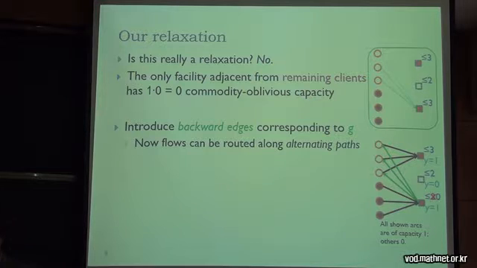So an alternative way of thinking of this backward edge is basically that these edges will provide a chance to undo some of the partial assignment if that partial assignment is not something good. So that will ensure that the multi-commodity flow network we have just defined will have a feasible flow.